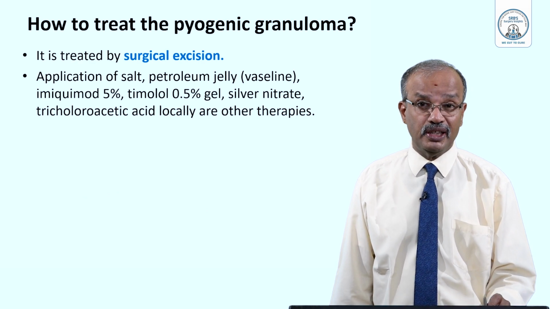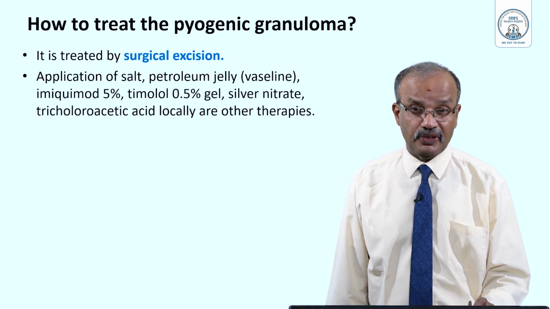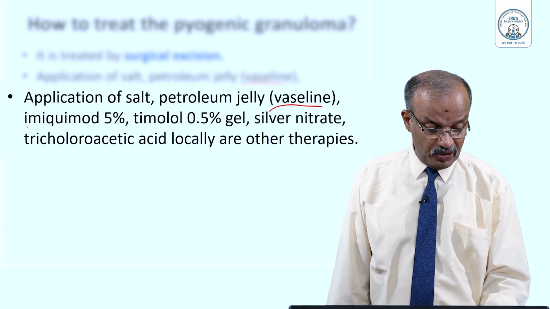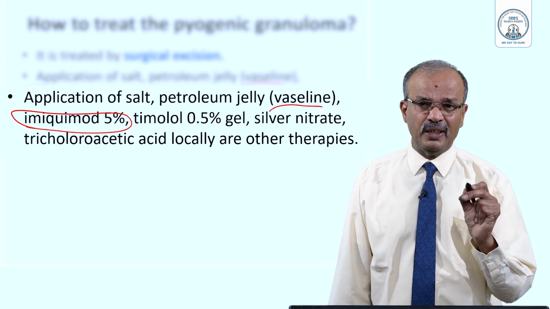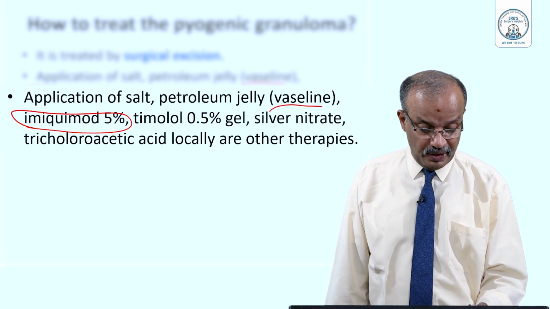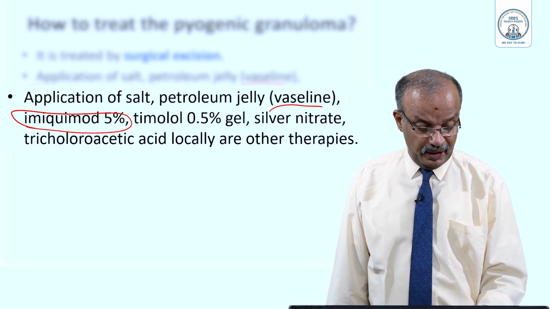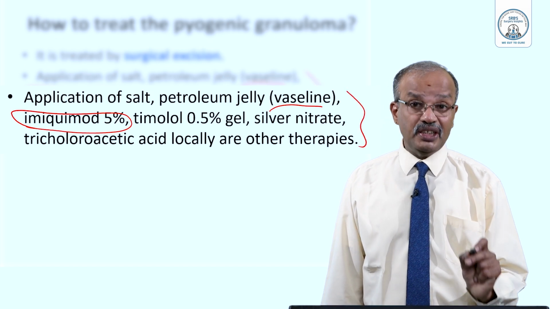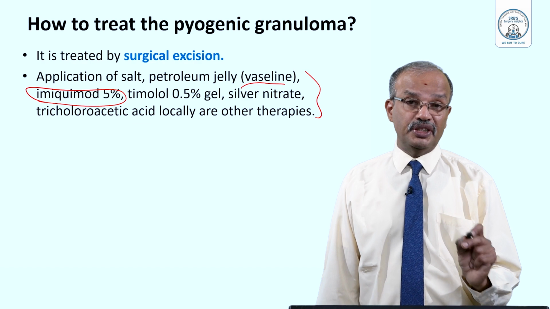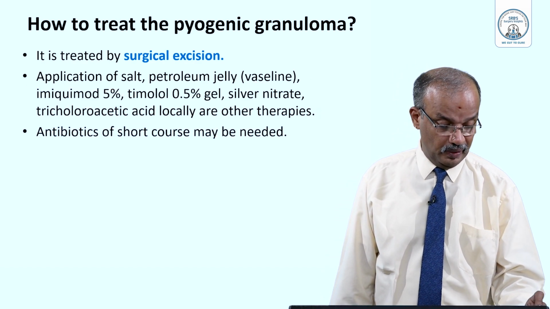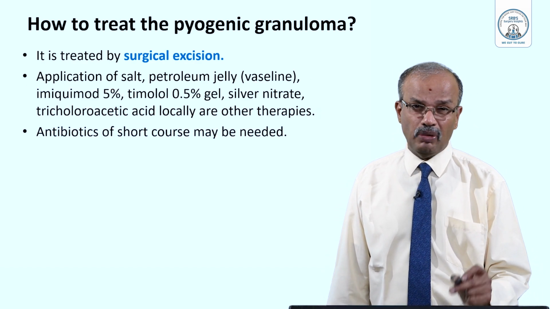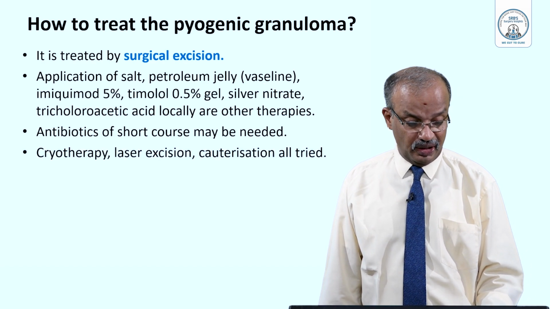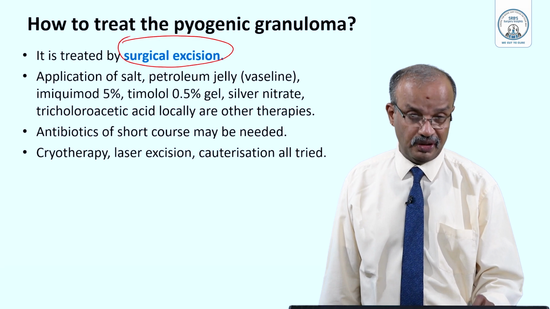Other treatments besides surgery which you can try are application of salt, petroleum jelly, Vaseline. Imiquimod 5% is quite good; in many skin conditions imiquimod is very useful. Remember also timolol 0.5% gel, silver nitrate, trichloroacetic acid locally, or other therapies. These are the different non-surgical treatments which can be tried initially for pyogenic granuloma. Antibiotics, a short course maybe for 5 to 7 days. Cryotherapy, laser excision, cauterization, all these are tried, but the ideal treatment is surgical excision to cure the condition.